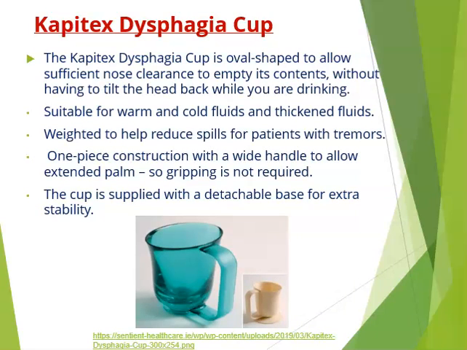The first one is the Capitex Dysphagia cup. The Capitex Dysphagia cup is oval shaped to allow sufficient nose clearance to empty its contents without having to tilt the head back while you are drinking. These are suitable for warm and cold fluids and thickened liquids. These cups are weighted to help reduce spills for patients with tremors.